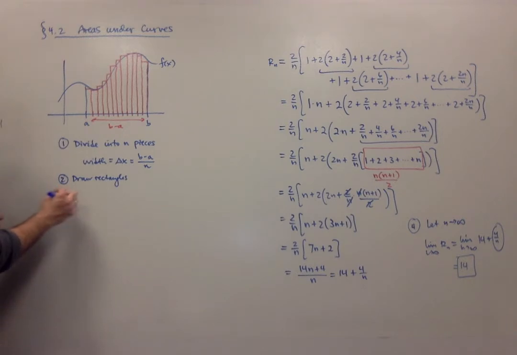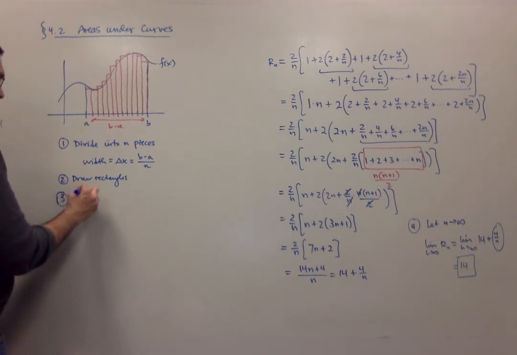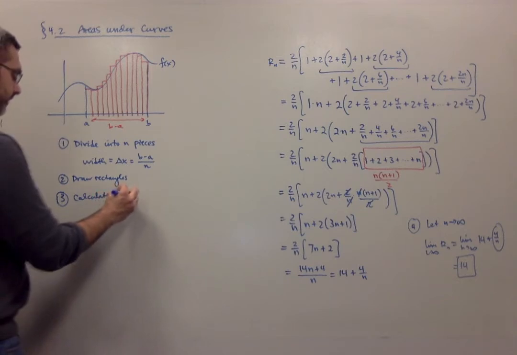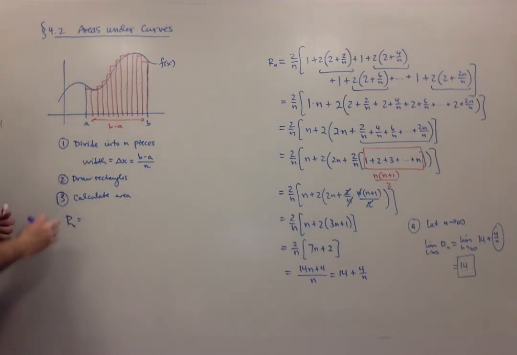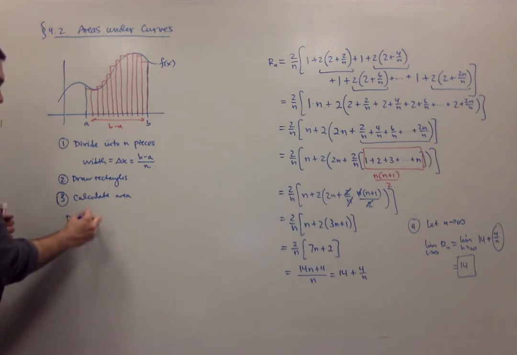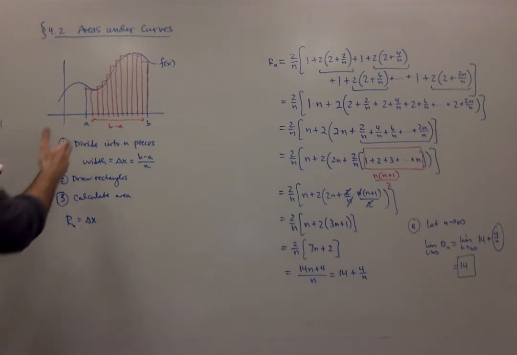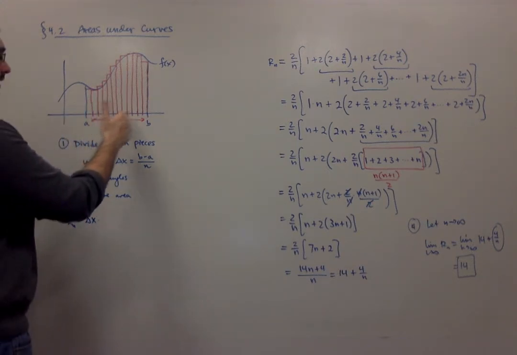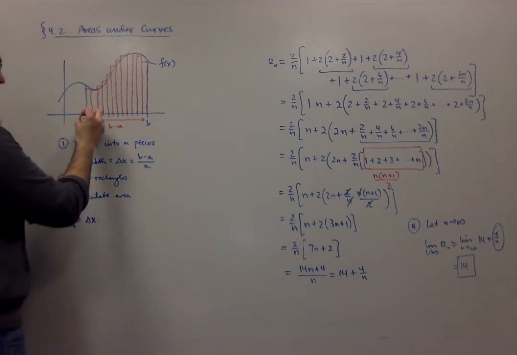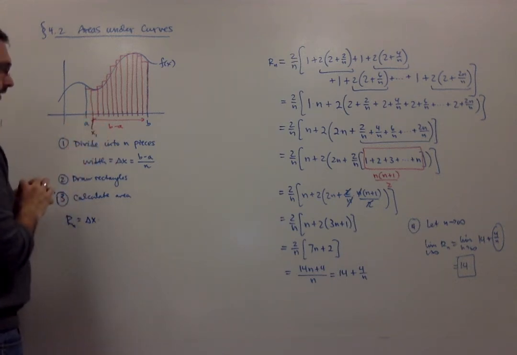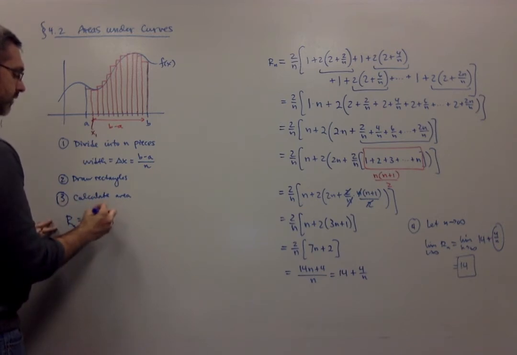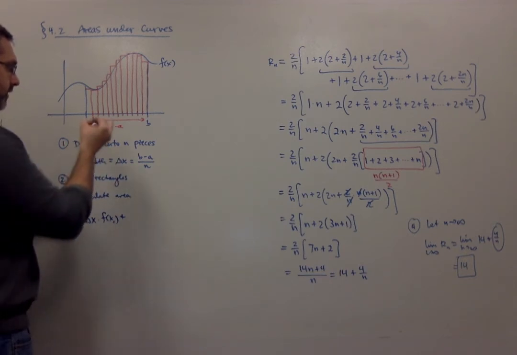But then, if I calculate the area of the rectangles, the area of each rectangle is always going to be the width of each rectangle times the height, and the height is what I get when I plug each special point into the function. So if I called this point, for instance, x1, then the height would be what I get when I plug x1 into the function.